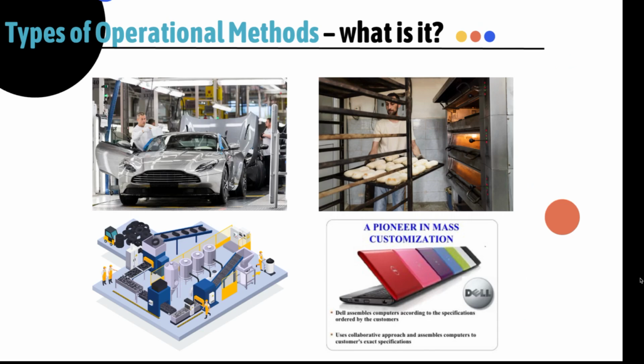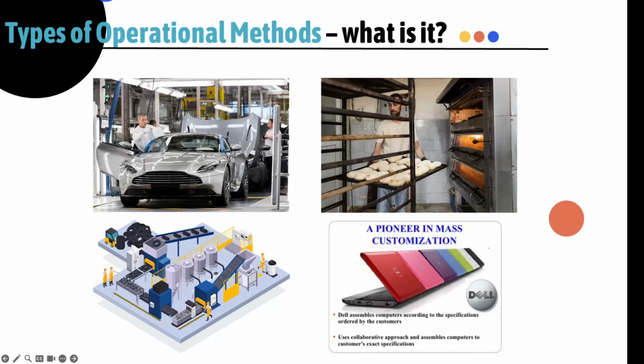You see a car manufacturer, you see a baker in a bakery, you also see a factory line of work, and you also see production of laptops and computers, right? Let's talk more in the next slide.